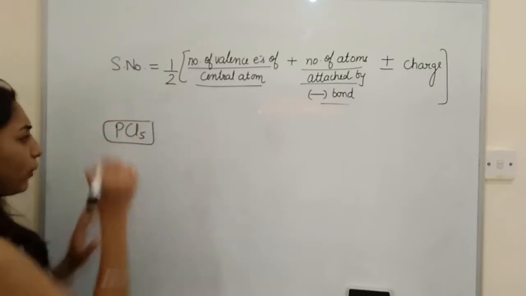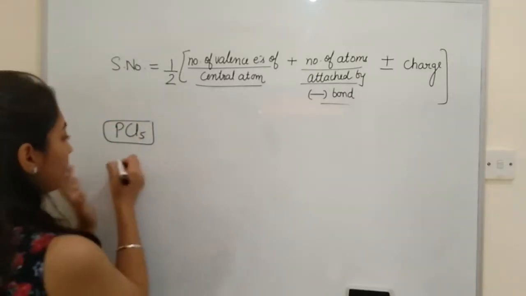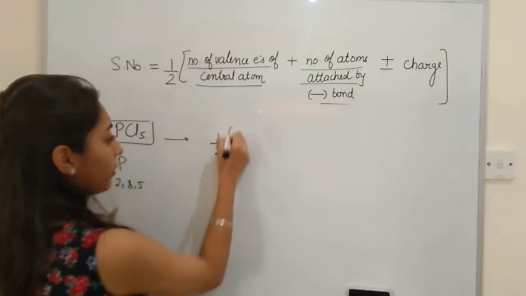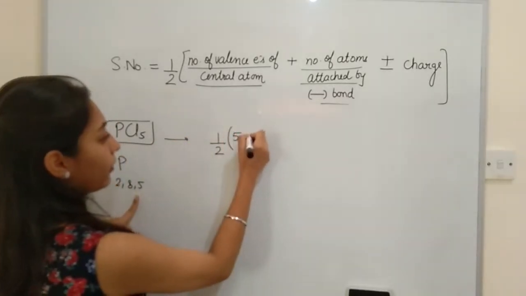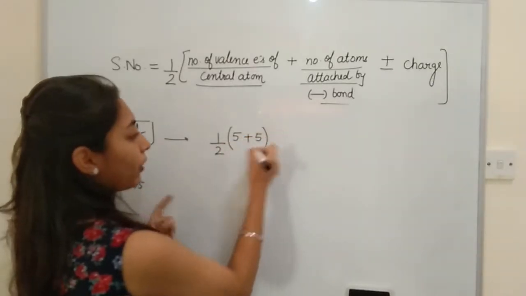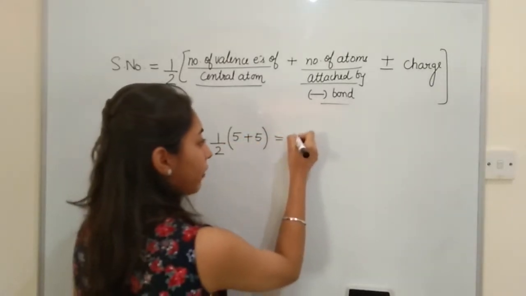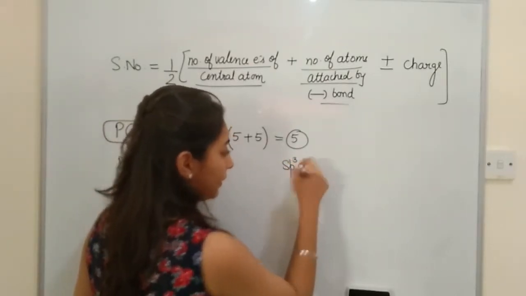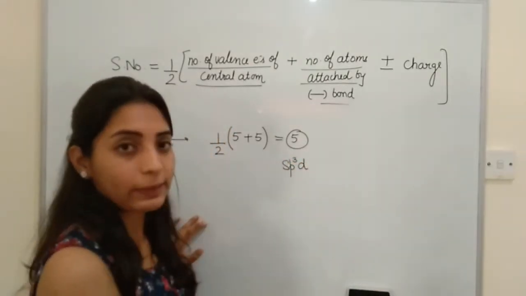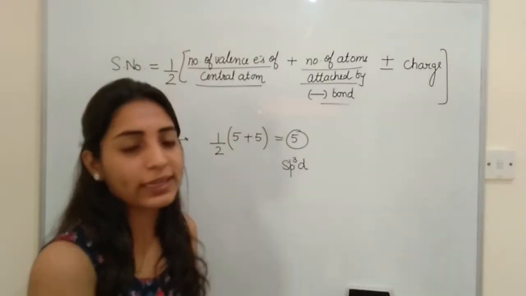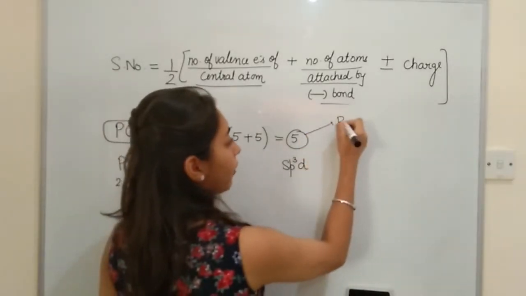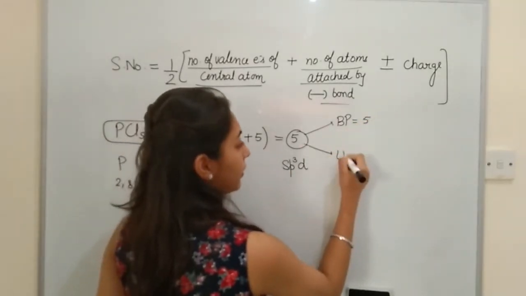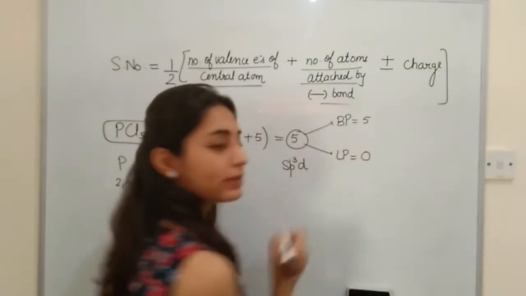Okay, first I will do a simple question. PCl5. So phosphorus is 2, 8, 5, and we'll write half. Number of valence electrons 5. Number of atoms attached by single bond 5. So it comes out as 5. Now 5 means it should be sp3d. Add one more. After P we get D. How these are coming, I'll tell you later on in another video. Now out of 5, how many bond pairs are there? 5. So how many lone pairs are there? We have lone pair equal to 0.